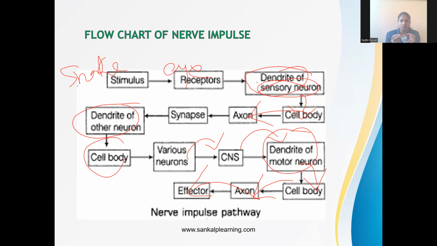This is how the nerve impulse passes throughout the human nervous system. This is the nerve impulse pathway. So the snake is a stimulus, the receptor, and it passed through all the sensory neurons. Then at last it comes to the motor neuron. The motor neuron told me that it is a snake, then I should get up. Then I got up. That is the effect. So this is a nerve impulse pathway.